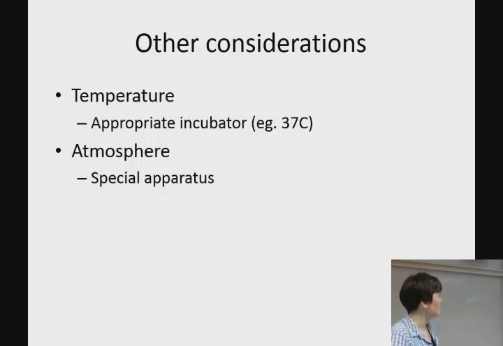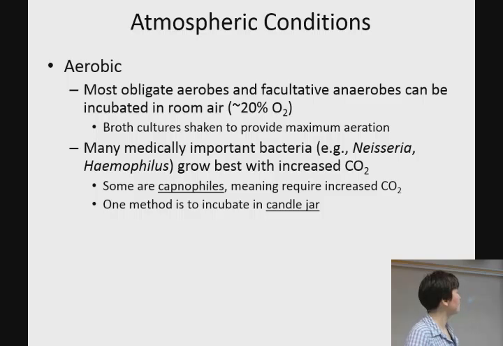All right, some other things we need to think about are temperature and atmosphere. I'm going to very briefly go through this. So most organisms that live in room air prefer about 20% oxygen, which is what we like. So when we grow them, we shake the cultures to get oxygen in there. There are many medically important bacteria, such as Neisseria, which includes the gonorrhea pathogen, and Haemophilus, which causes a bacterial type of pneumonia, that grow best with a little bit more CO2 than is in room air. So if we're going to culture them, we actually will provide them with more carbon dioxide.